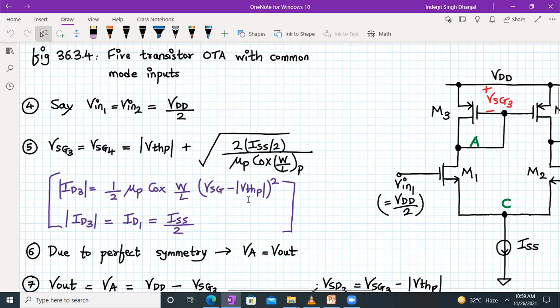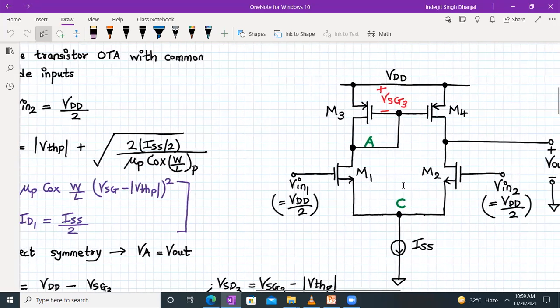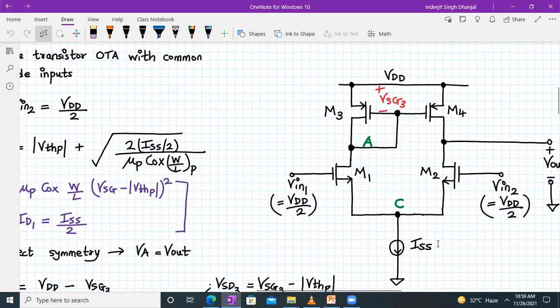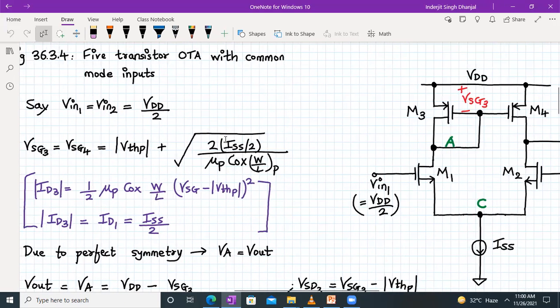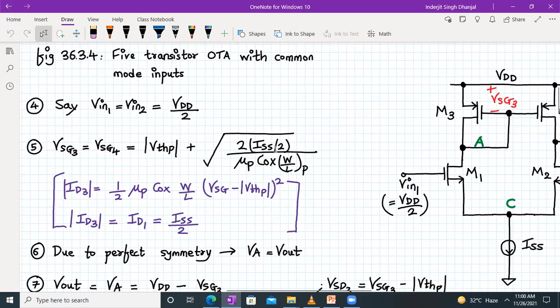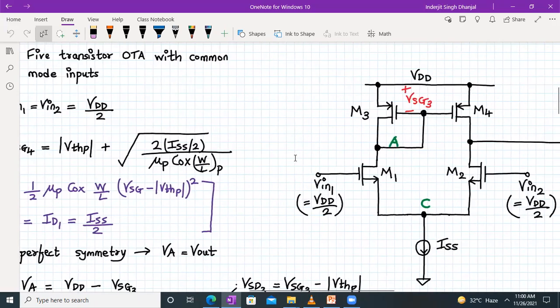Now, if I want to calculate only VSG3, it will be mod of VTP plus square root of twice ISS by 2 instead of ID3. Why ISS by 2? Because ultimately ID1 plus ID2 will be equal to ISS, and ID1 and ID2 are same, so each is equal to ISS by 2. That's why instead of writing twice ID3, we write twice ISS by 2 divided by mu p Cox W by L of P. This is the value of VSG3, and VSG4 also is the same because they are in parallel.